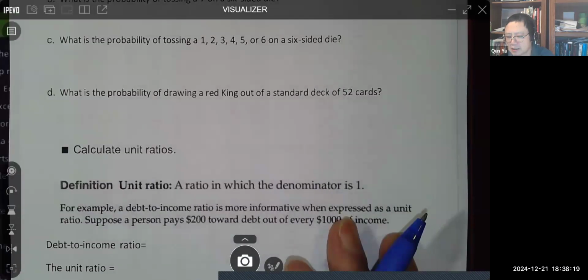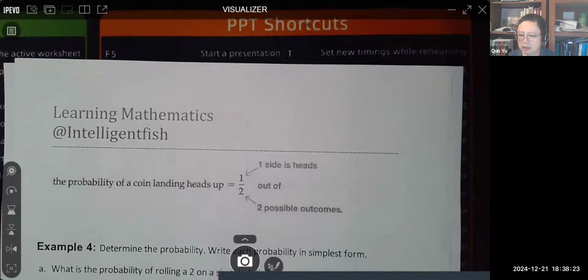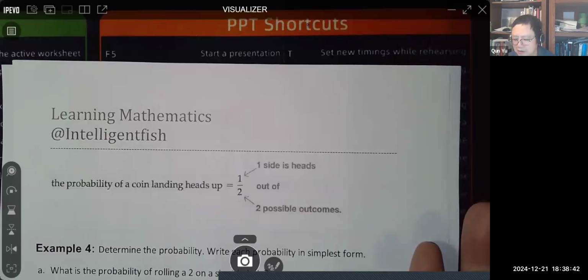So let's look at this illustration here. Suppose you toss a coin, right? We all know a coin has two sides, head and tail. Almost forgot that word. Head and tail. So they have equal chance to show up. So the number on the bottom is the total number of possible outcomes. Sure, you only have two sides, you have two possible outcomes.